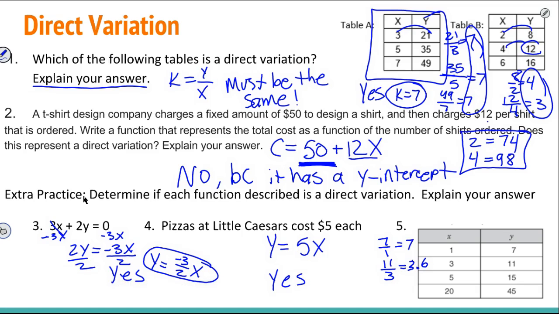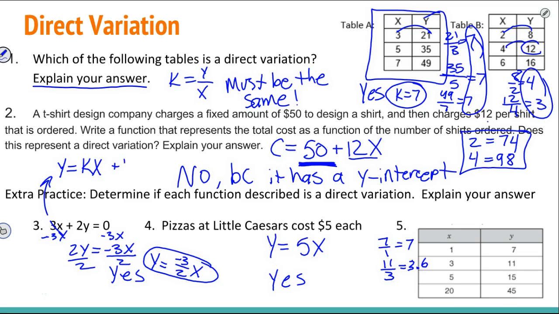Last 3. Number 3, 4, and 5. Number 3, we have an equation that we need to determine if it's a direct variation or not. Equations have to be able to be written in the form y equals kx with no plus b. That's the key thing here. You cannot have a plus b at all, just y equals kx. Here, if we rearrange this equation into y equals kx form, we do get y equals negative 3 over 2x. So yes, this is a direct variation because it is in the form y equals kx.